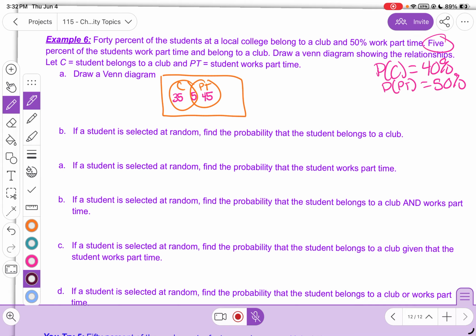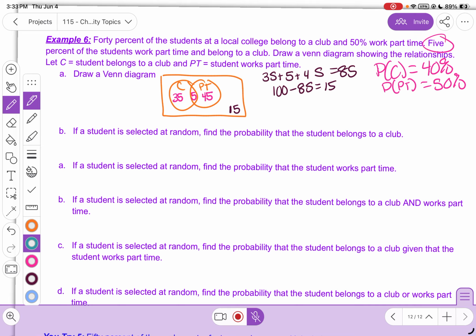Now, if I add those together, 35 plus 5 plus 45, I get 85. The whole box has to add up to 100. So 100 minus 85 is 15. So that means there are 15% of students that don't do either. So we're going to put 15 on the outside. Now we can answer the questions based on this Venn diagram.